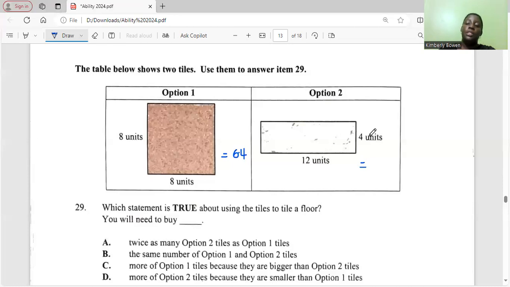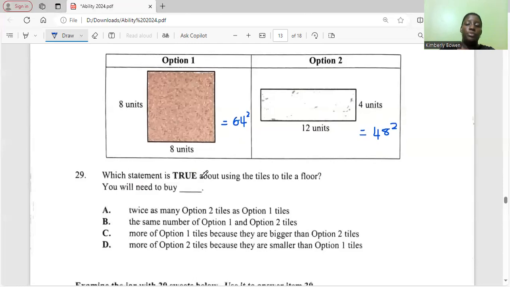4 times 12 is 48. I'm just going to put square units here. So which statement is true about using the tiles to tile a floor? You would need to buy twice as many of option 2 as option 1 tiles. 64 is not twice as much as 48. So this is not correct.